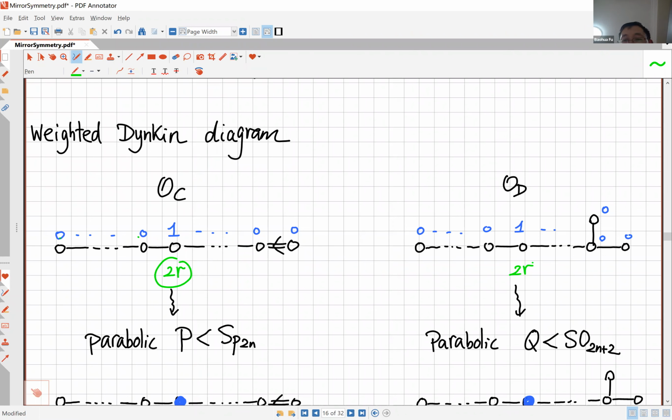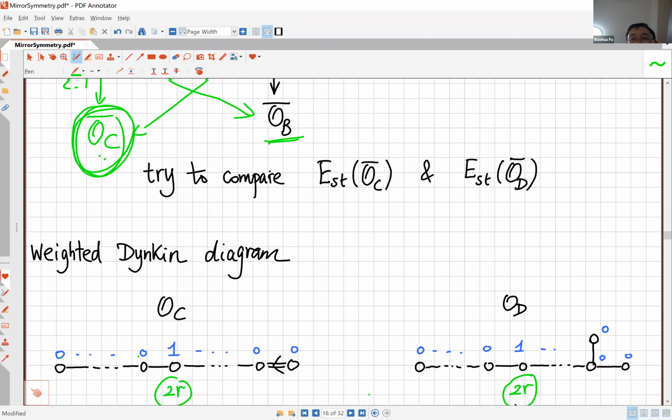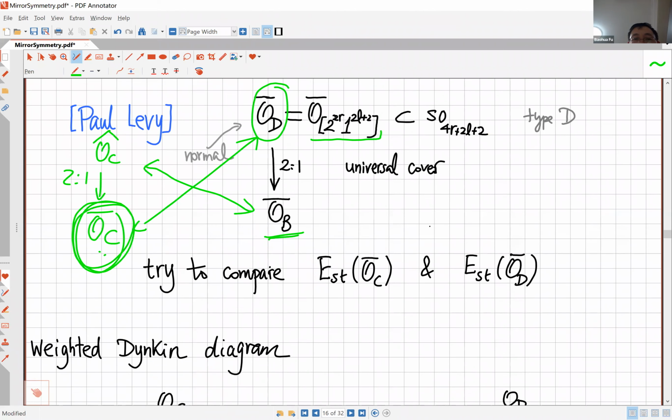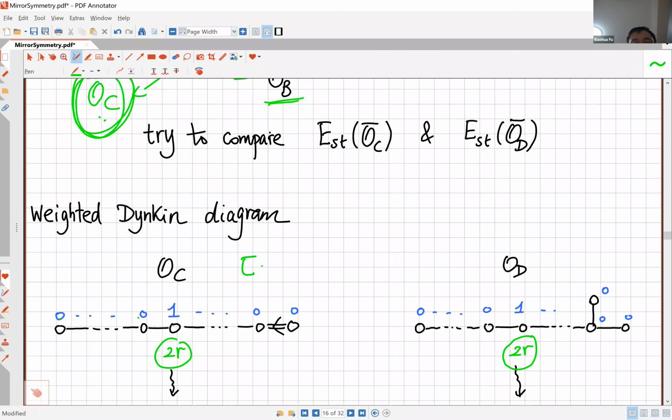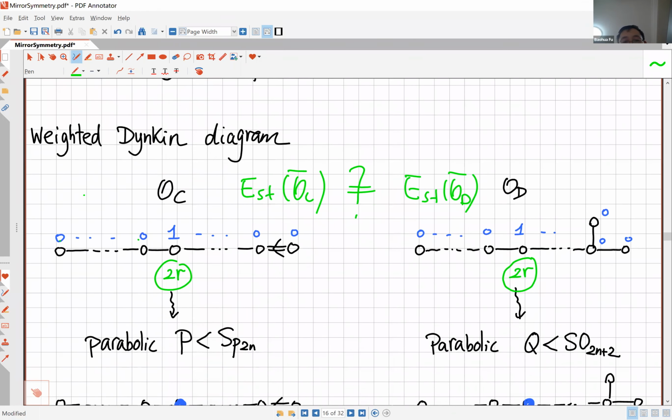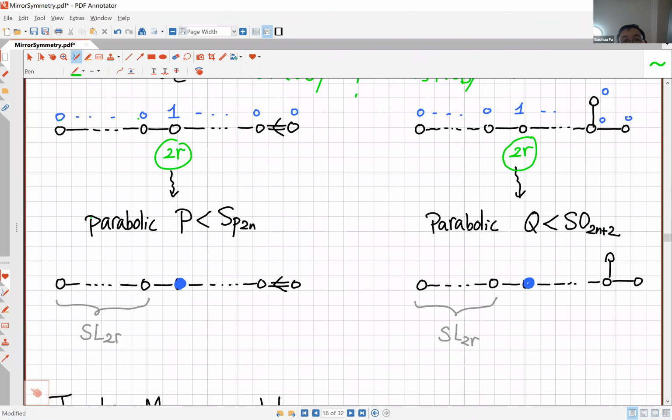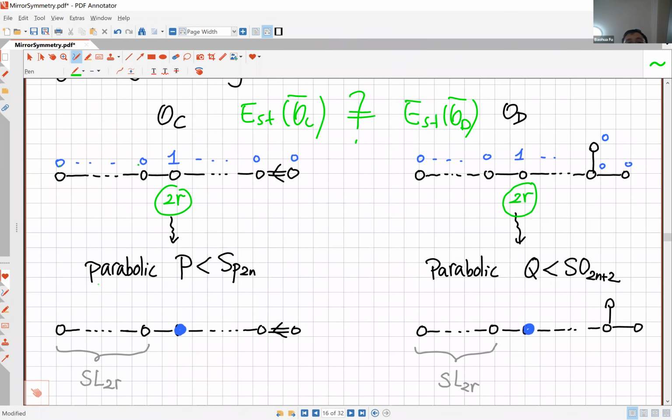Also, this OD is quite similar. This OD is a double cover of this OB, so we need to compute the EST of this OC and the EST of this OD. OD is a double cover of this one, so we need to check if these two are the same. And it turned out that to compute this, we can really work out a log resolution for these two.